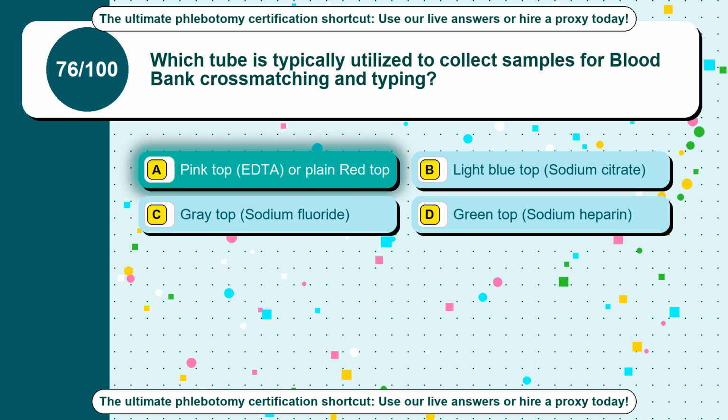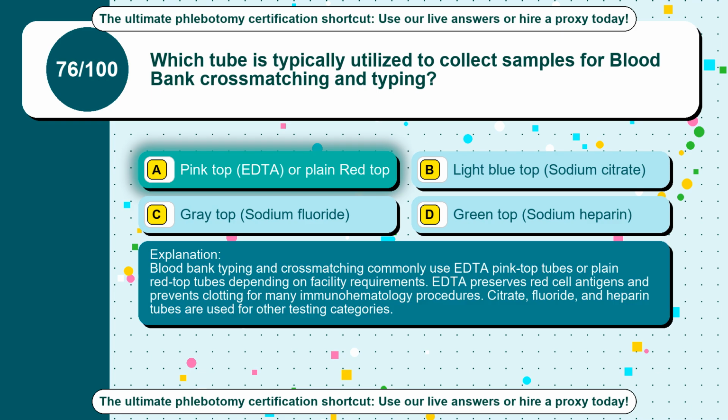The correct answer is option A, pink top, EDTA, or plain red top. Blood bank typing and cross-matching commonly use EDTA pink top tubes or plain red top tubes depending on facility requirements. EDTA preserves red cell antigens and prevents clotting for many immunohematology procedures. Citrate, fluoride, and heparin tubes are used for other testing categories.